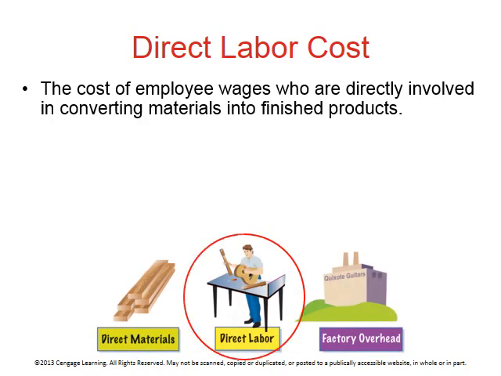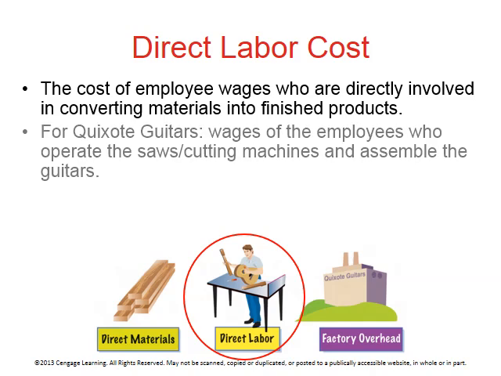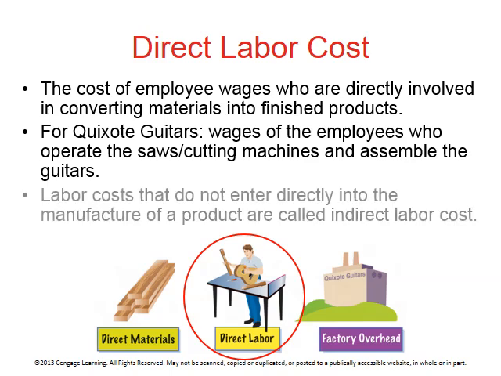Direct labor is the wages of the employees who convert the materials into finished products. So for the Quixote guitars, this would be the employees who cut the wood and assemble the guitars. So these are the people who build the guitars, and their wages and salaries.